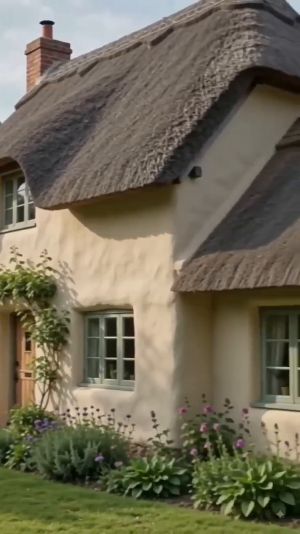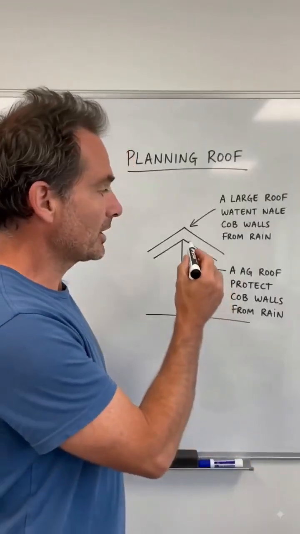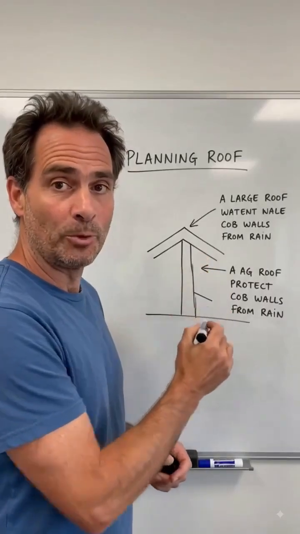Welcome to Lesson 82. One key concept is using a good roof hang. In short, cob is durable and global. Next time, we'll cover siting.